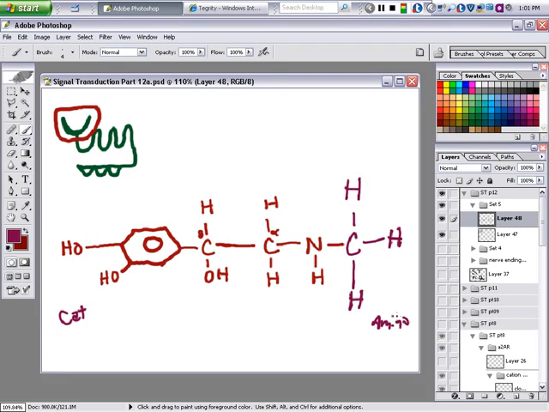On the catechol end, which one has the bigger functional group, norepinephrine or epinephrine? Exactly, they're the same. I was going to trick someone there. Now, on the amino end, which has the larger functional group? Epinephrine, because epinephrine has that big methyl group, whereas norepinephrine only has a hydrogen.